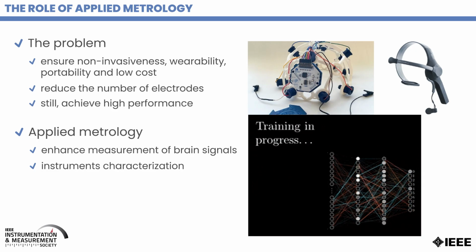But still, we want to achieve this high performance, and in this sense, we can use, of course, advanced artificial intelligence techniques to process this kind of signals, but we need to pay attention, and applied metrology recalls us on that we have to probably measure the brain signals, from the point of view of acquisition and processing, also processing in real time, and we have also to characterize the instrumentation to understand the errors and the uncertainties that can arise from it, especially if we are using wearable and portable off-the-shelf instrumentation.